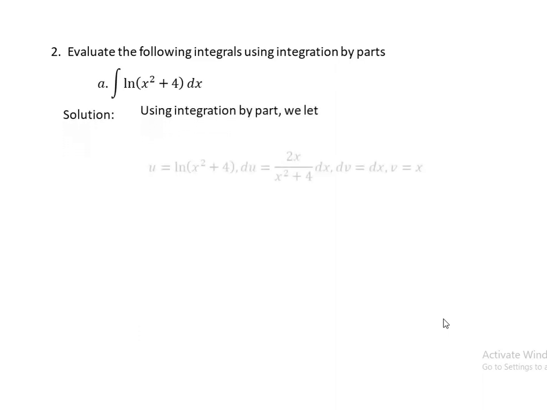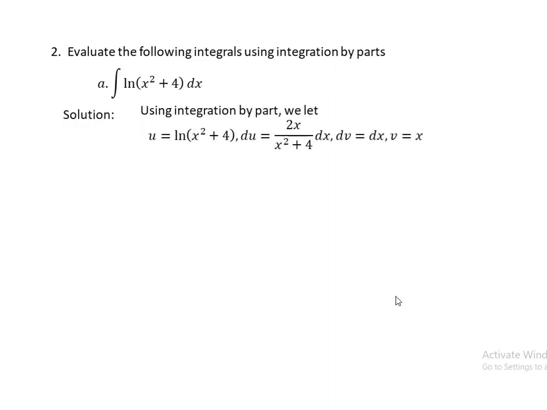So let us relate u as ln of x squared plus 4. So du becomes what? Twice of x over x squared plus 4 dx. And let us say our dv is dx. If dv is dx, then by integrating both sides, we have v equals x. Then apply integration by parts. That means the integral of u dv is equal to u times v minus the integral of v du.